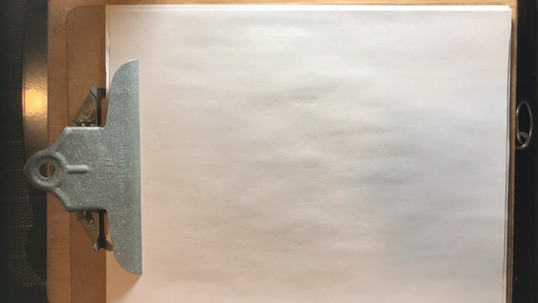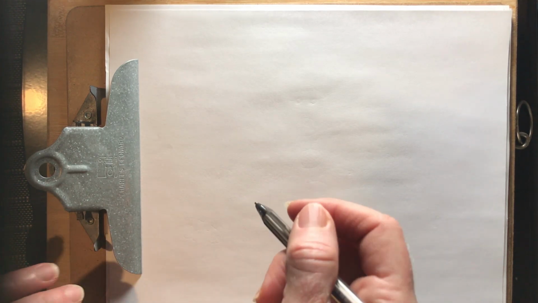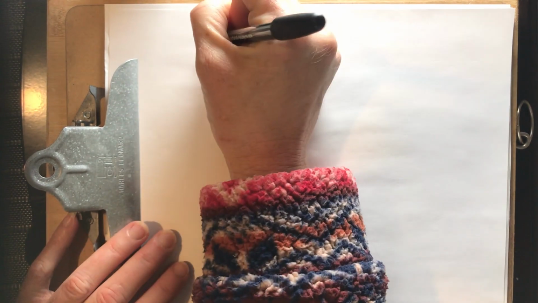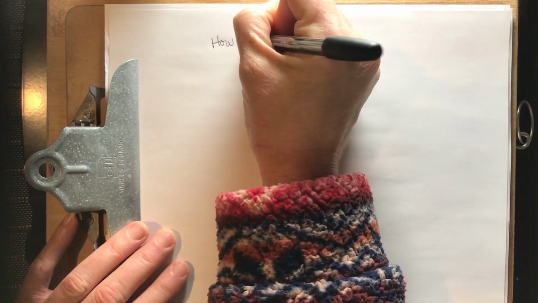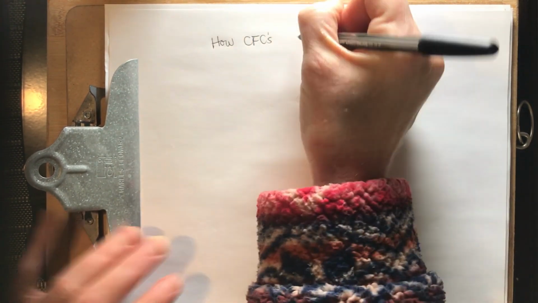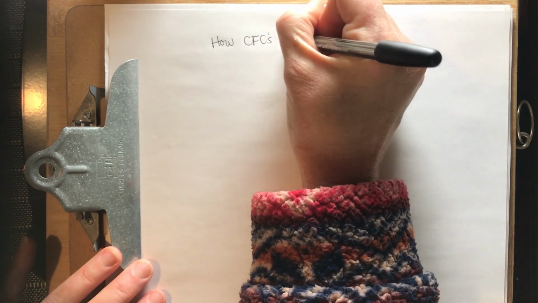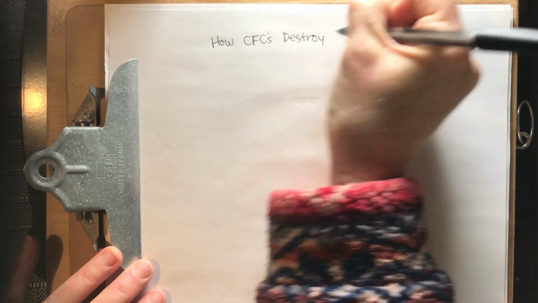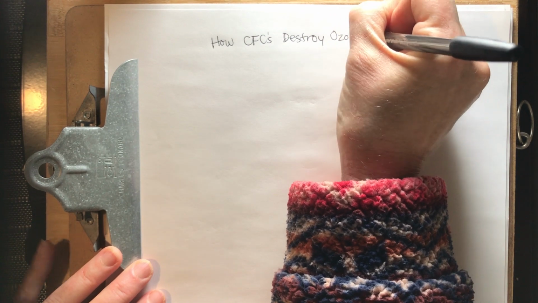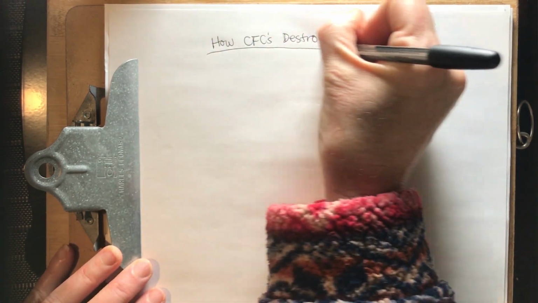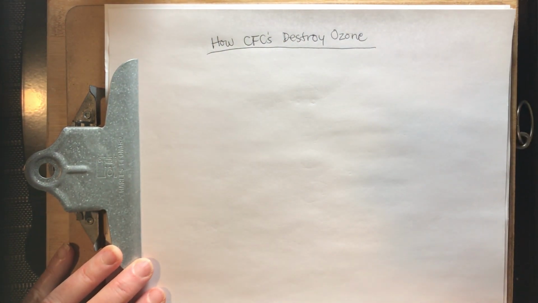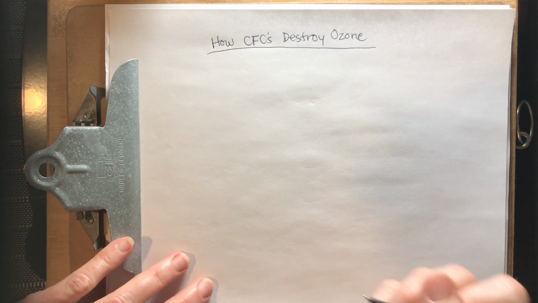All right, our final sketch note for air pollution is all about how CFCs destroy ozone. So I used to teach this just very generally, and then one year there was a very detailed question on the AP test that apparently caused some tears for a few of my students. So we dive in a little bit deeper now.